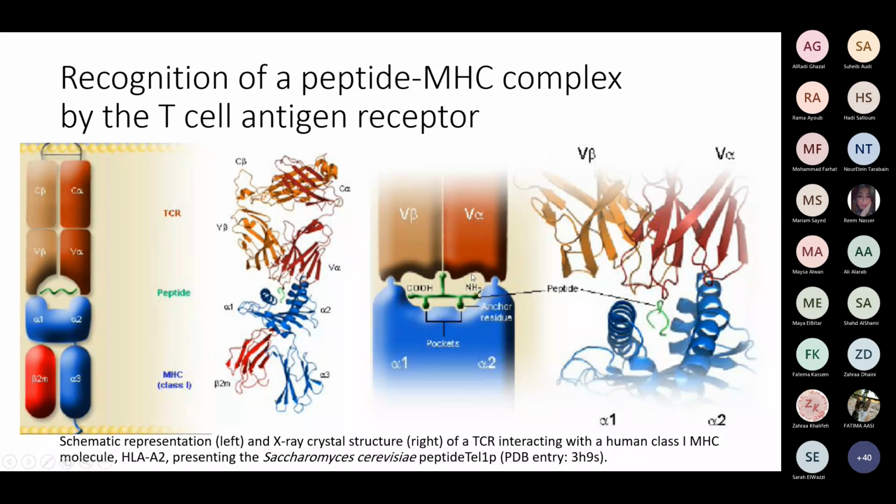And this is very important because it tells us that there is a restriction of recognition. In your opinion, can a T cell receptor recognize a peptide on a foreign MHC?